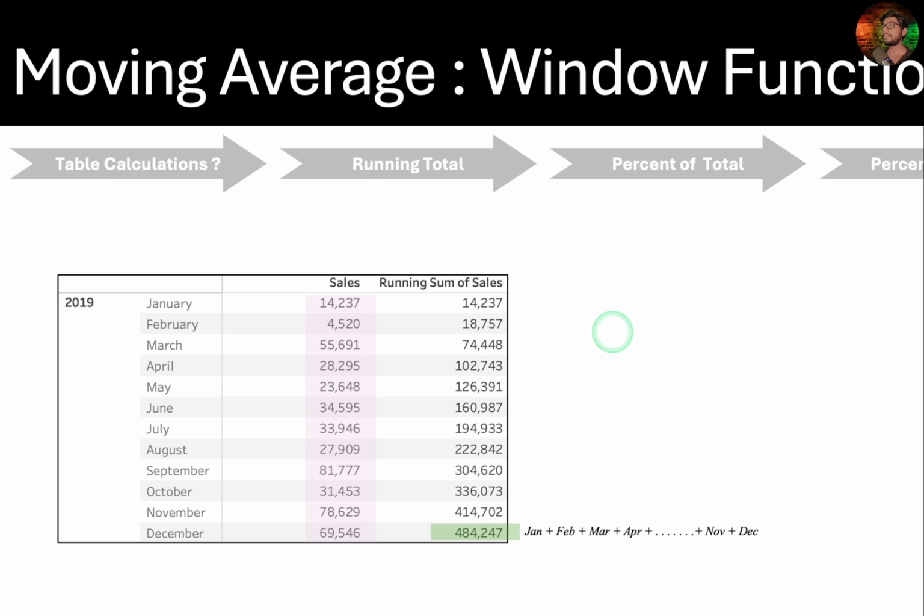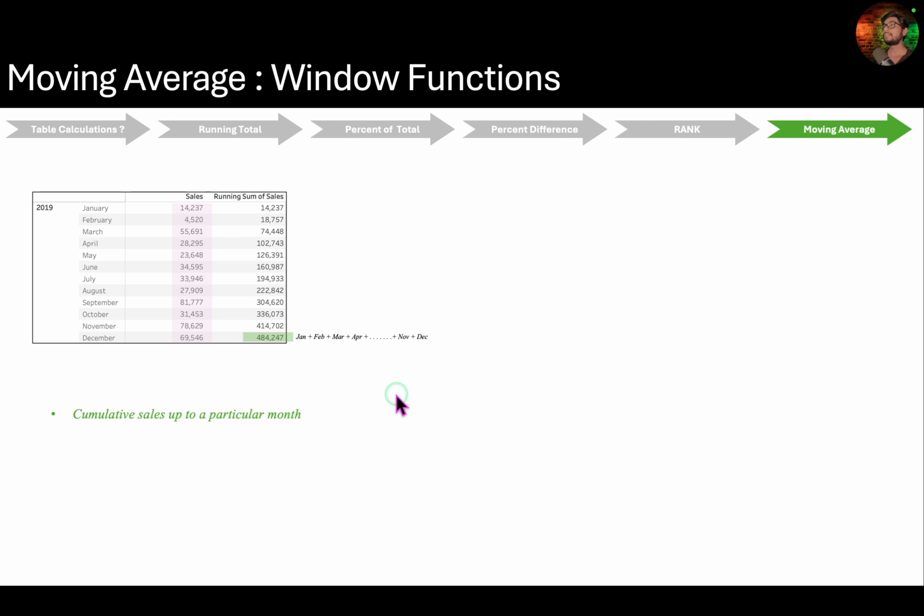By the end of the year, the running sum of all 12 months reaches 484,247. Pretty straightforward, right? This illustrates the cumulative sales up to each month. And we implemented it in 2 ways.